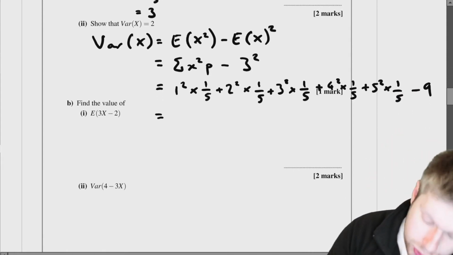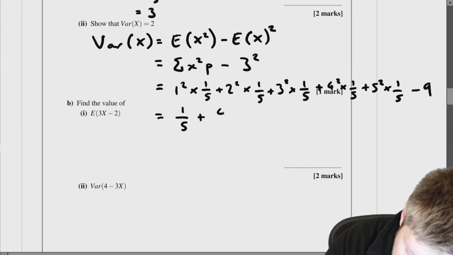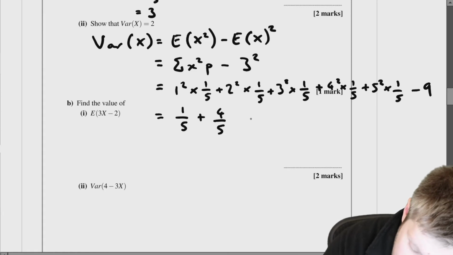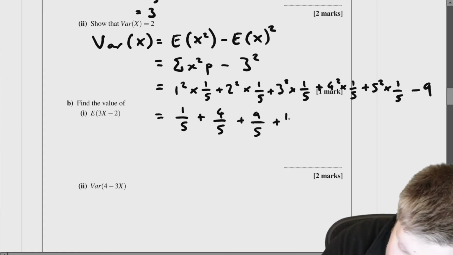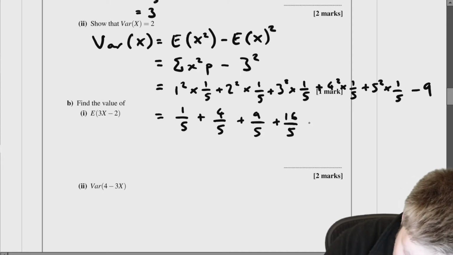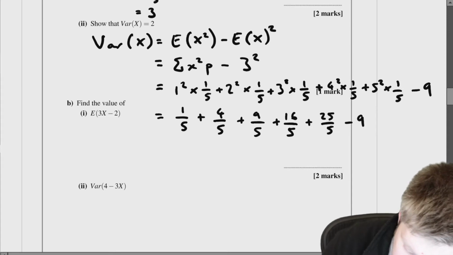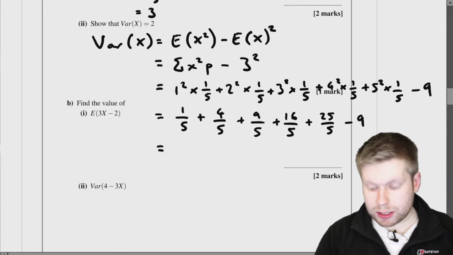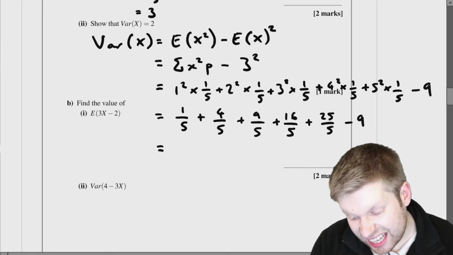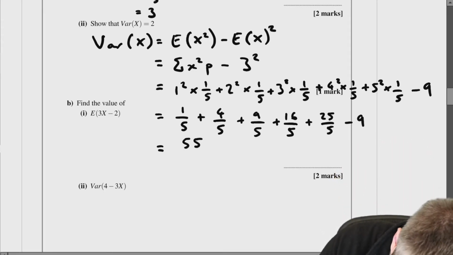So 1 squared times 1/5 is just 1/5. 2 squared times 1/5 is 4/5. 3 squared times 1/5 is 9/5. 4 squared times 1/5 is 16/5. And 5 squared times 1/5 is 25/5. I need to take away 9 from this. So let's just quickly go through. Well, 1 plus 4 is going to be 5, plus 9 is going to be 14, plus 16 is going to be 30, plus 25, that's going to be 55/5.